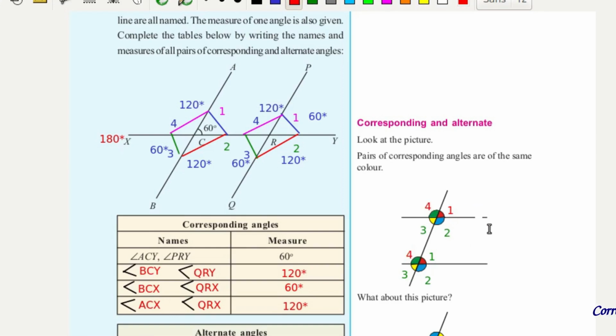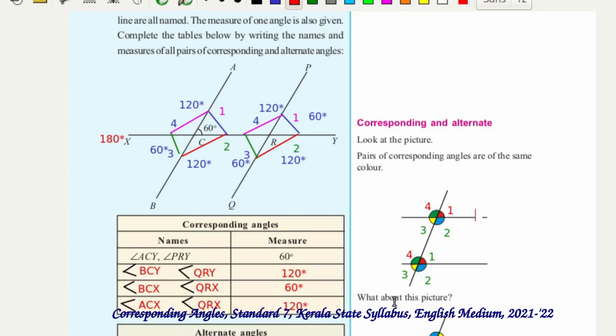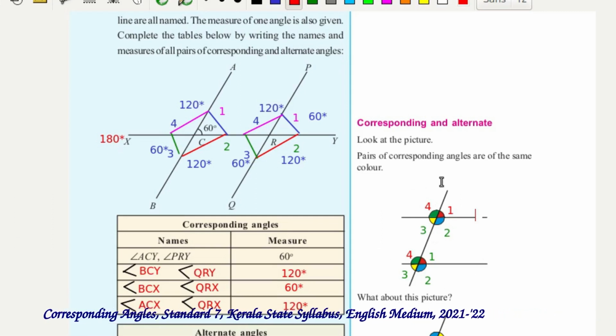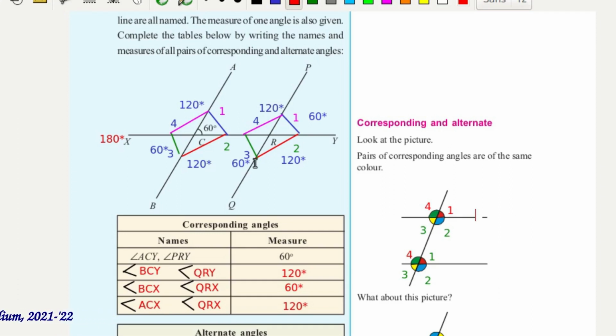So pair of corresponding angles number 1, number 2, number 3, and number 4: we can see 4 pairs of corresponding angles here. This is how we find corresponding angles. I think this is easy to understand, and every one of you can identify corresponding angles. So this is all about page number 25.